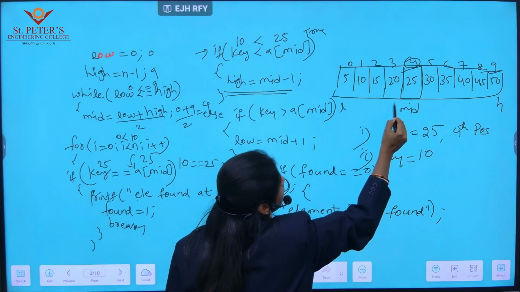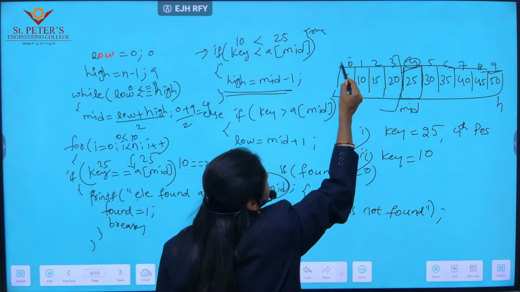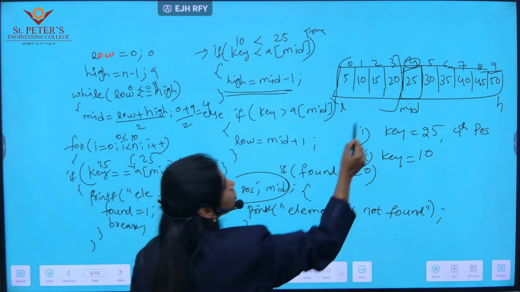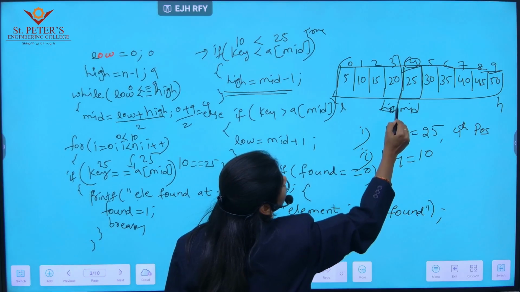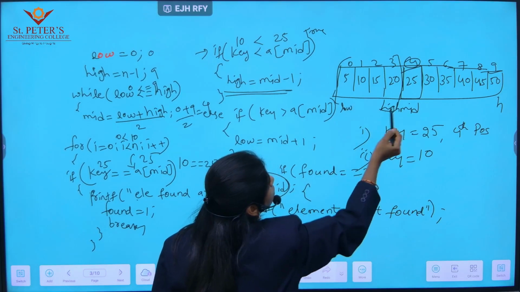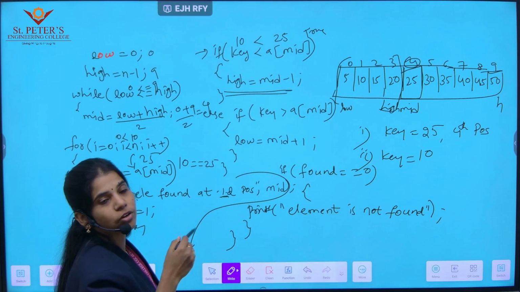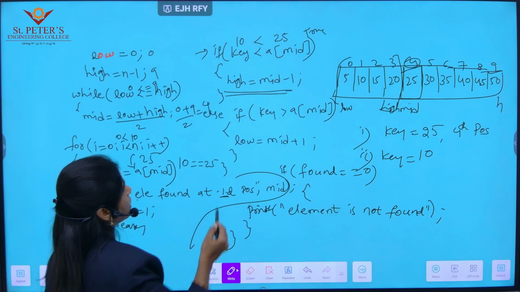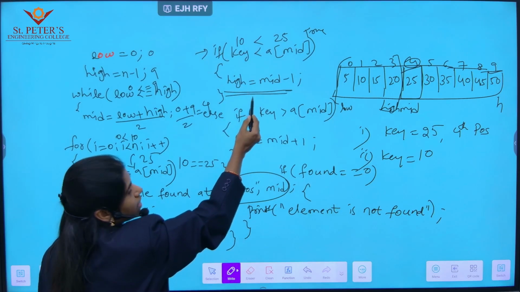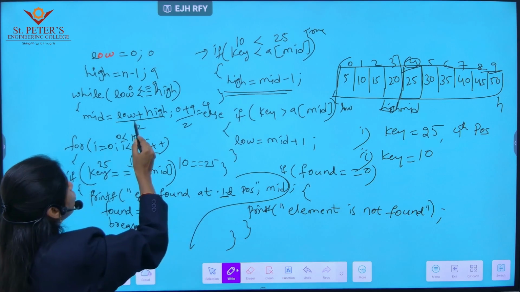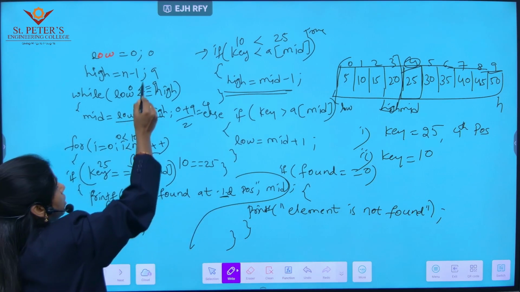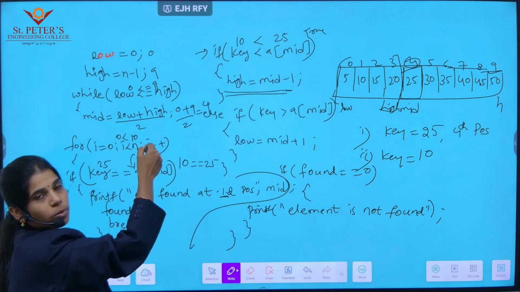So this is our high value. It means in this list we are going to perform the searching operation. This is our low value, and it means in that left portion only we are going to perform the searching operation. After resetting the high value, again go back to the while loop. Why? Because it is going to iterate until this condition becomes false.